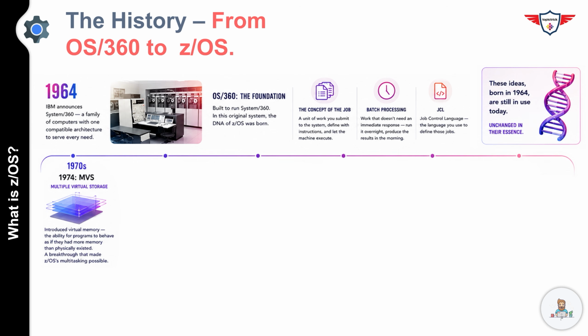Now, in order to run System/360, IBM built OS/360, the operating system. And in that original system, you can already see the DNA of what would eventually become z/OS. The concept of a job, which is a unit of work you submit to the system, defined with instructions, and let the machine execute. The concept of batch processing, which is work that does not need an immediate response. It generally runs overnight and produces a result in the morning. And the concept of JCL, which is Job Control Language.